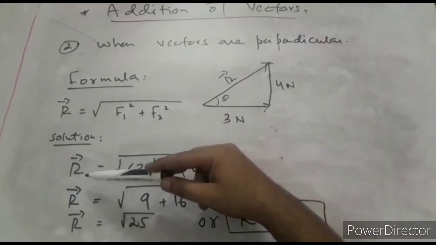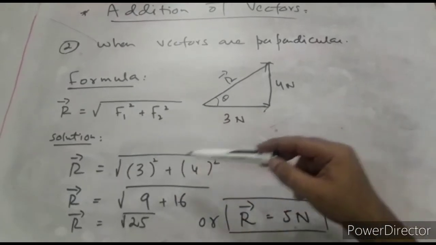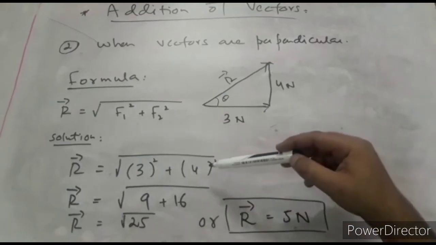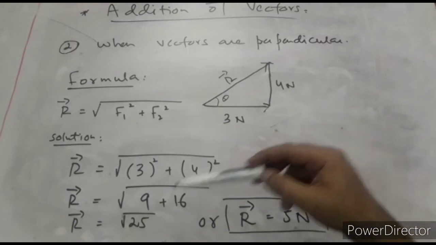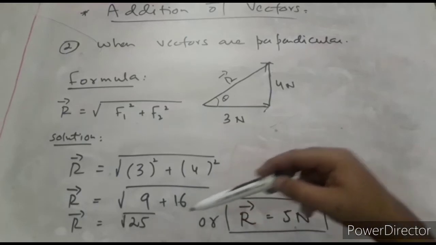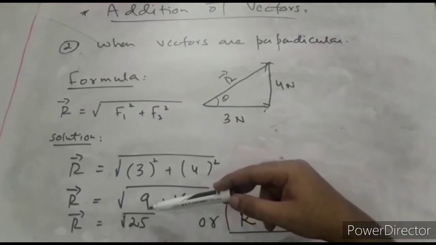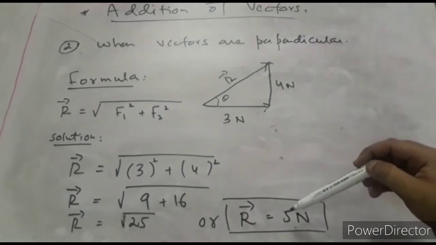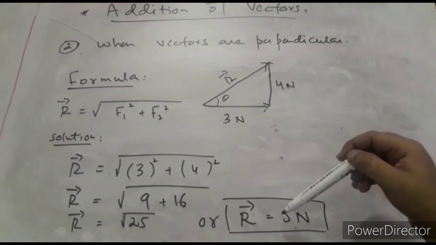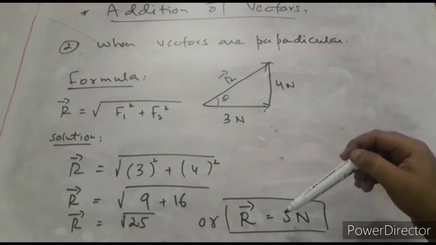For the magnitude of this vector r, we have taken the root of the first vector square, that is 3 square, plus the second vector square, that is 4 square. 3 square is 9 plus 16, and it will give 25, and after taking the square root of 25 we will have 5 newtons, the answer. We will only take the positive value because it's a quantity which we are taking as positive, and sometimes we have some quantities like length, time. We always take these quantities as positive.